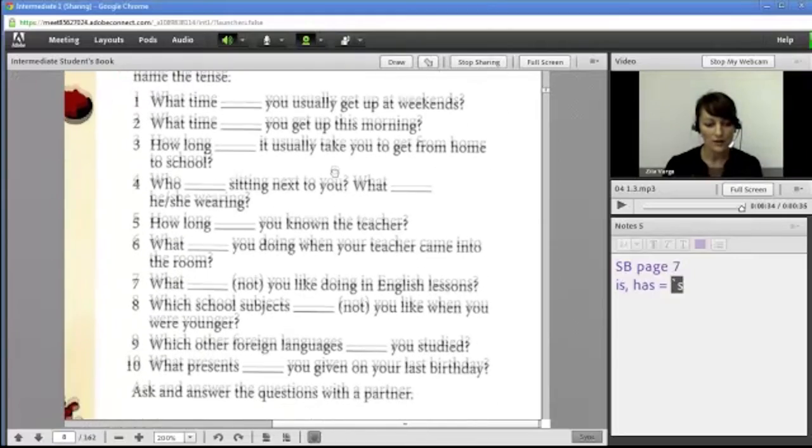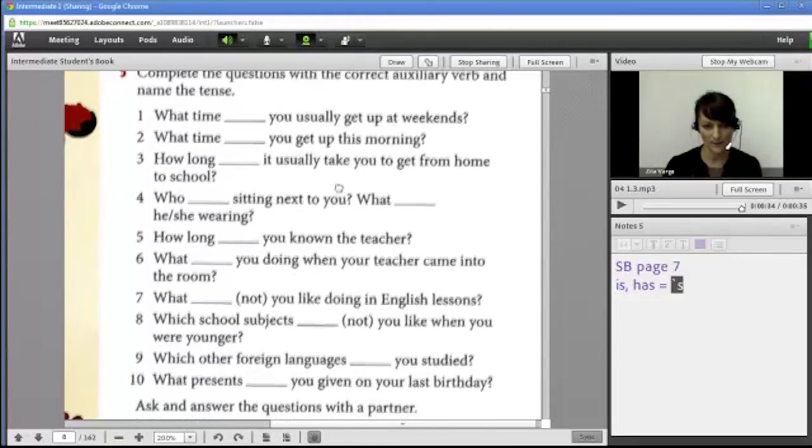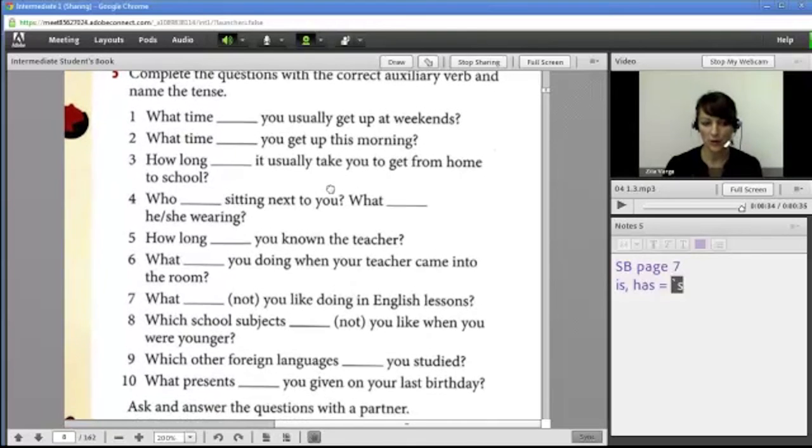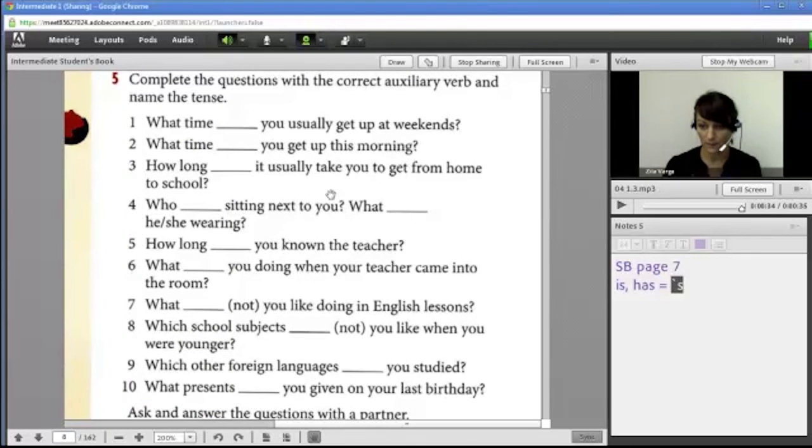So now I'd like you to look at the talking about you section down here. You've got 10 questions. I'd like you to complete each question with an auxiliary verb. After that, we are going to check those and we're going to ask and answer these questions from each other. So please take a few minutes and complete the questions with the auxiliaries.